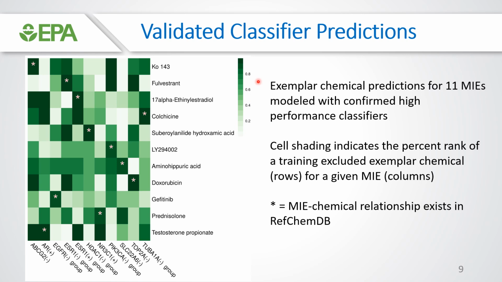All exemplar chemicals shown here were among the highest ranked predictions for each MIE classifier. However, there are also cases where MIE classifiers return a strong prediction on other exemplar chemicals. These may represent potential crosstalk between the molecular targets.